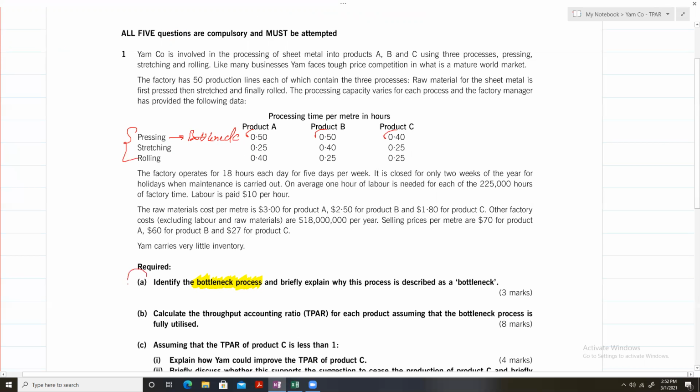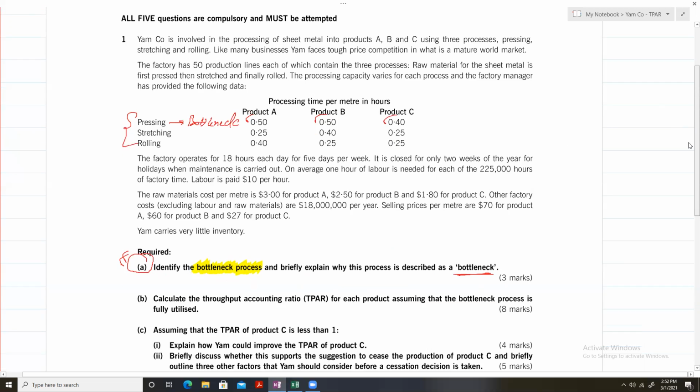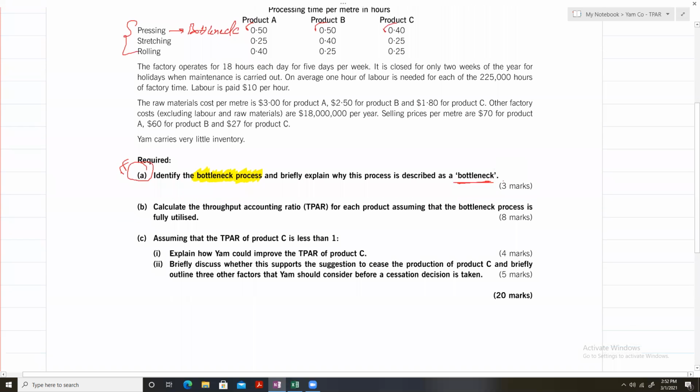So the answer to requirement A is very simple: pressing is the bottleneck process as it takes more time as compared to the other two processes. That's why pressing is the bottleneck process, or you can say that pressing is the limiting factor.